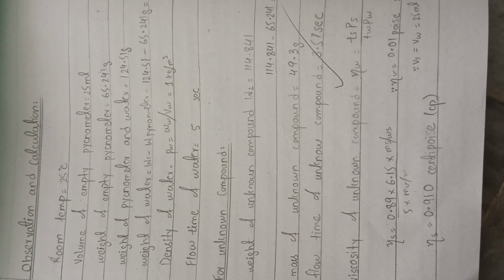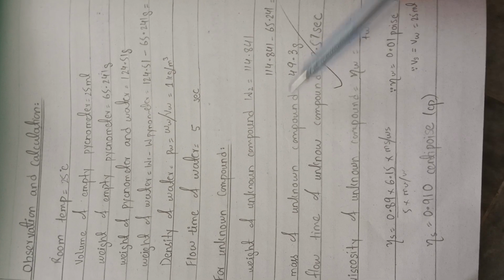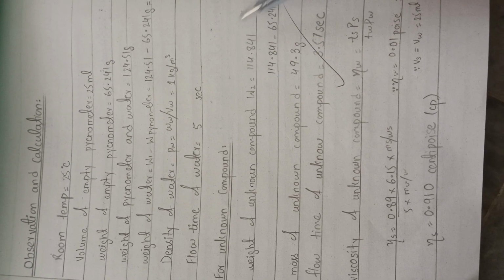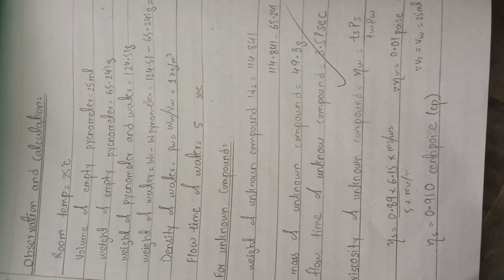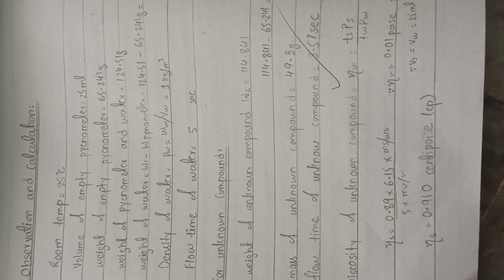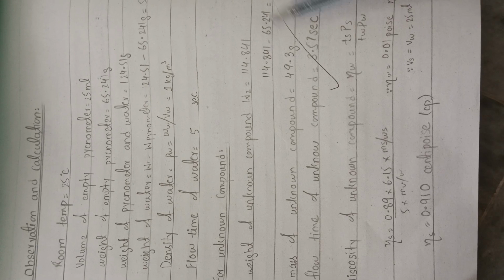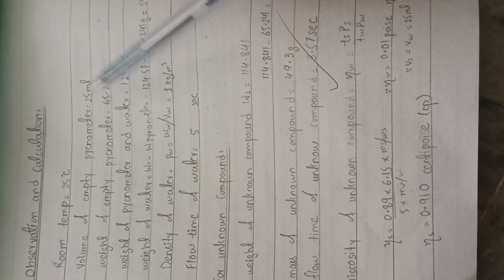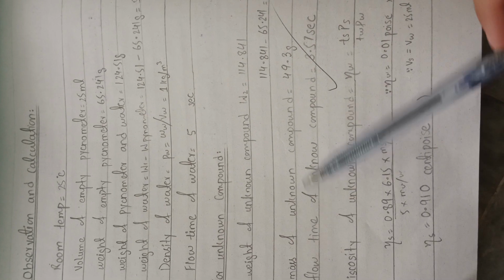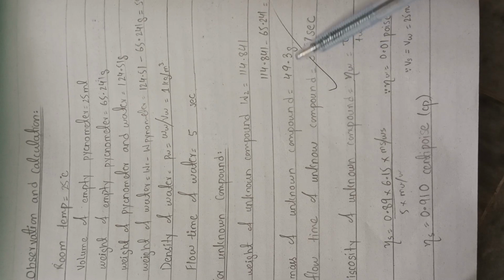Now we are going to determine the viscosity of that unknown compound. First you have to weigh this unknown compound, and after weighing, you subtract the weight of the empty piezometer, because this weight of the compound includes the weight of the empty piezometer. So you subtract this value, and the final mass of the unknown compound comes out to be this value.